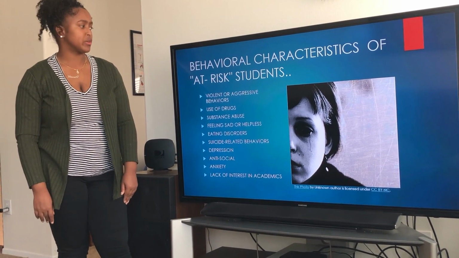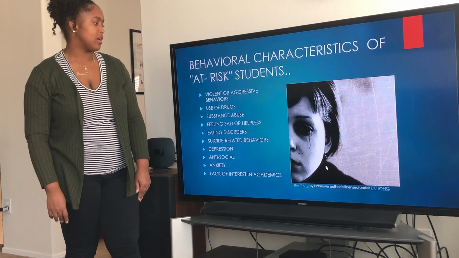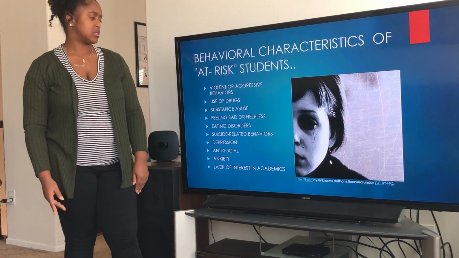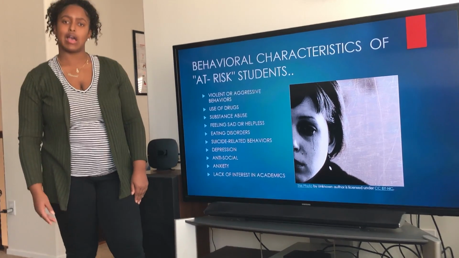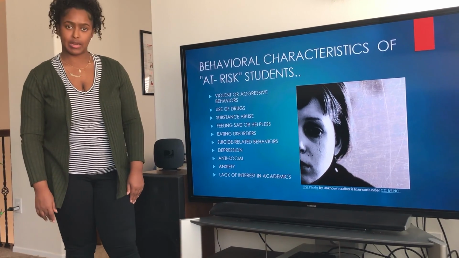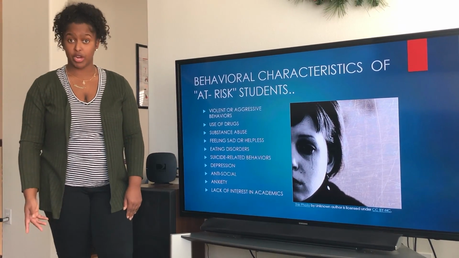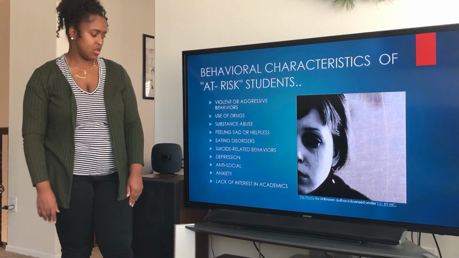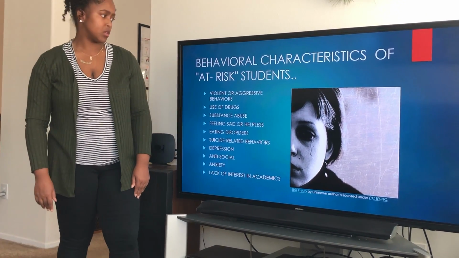Some behavioral characteristics for at-risk students are violent or aggressive behaviors, use of drugs, substance abuse, feeling sad or helpless, eating disorders, suicide-related behaviors, signs of depression, signs of antisocial behavior, signs of anxiety, and lack of interest in academics.